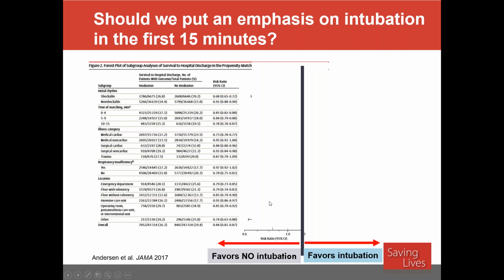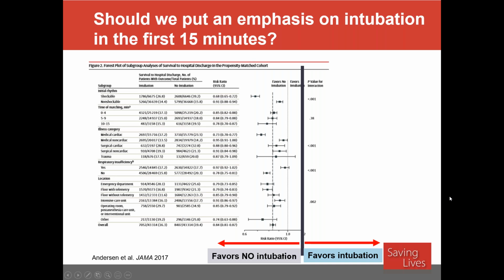And what you're going to see are confidence intervals pop up, which I call dots and whiskers, and if the dots and whiskers cross this line, that means it's not statistically significant. If they fall to the left of the line, that means it favors no intubation. If it falls to the right of the line, that favors intubation. And what they found was that overall, it did not favor intubation. So why? Why is that?